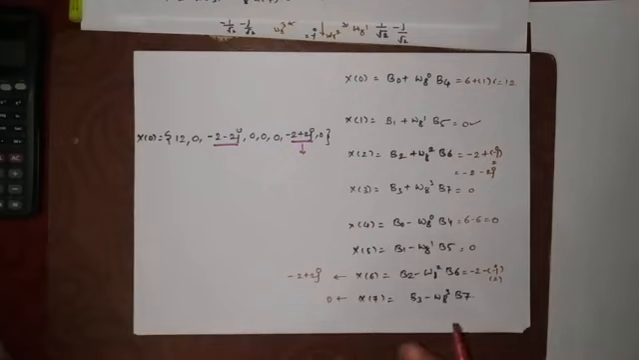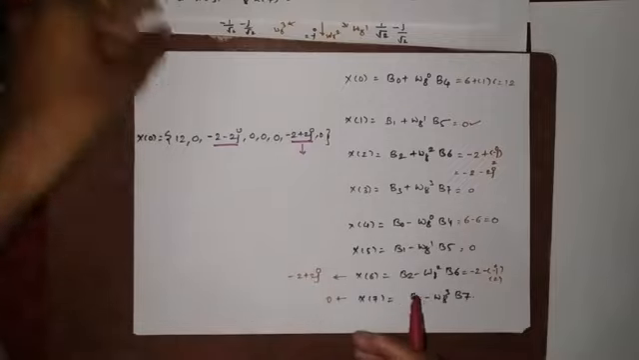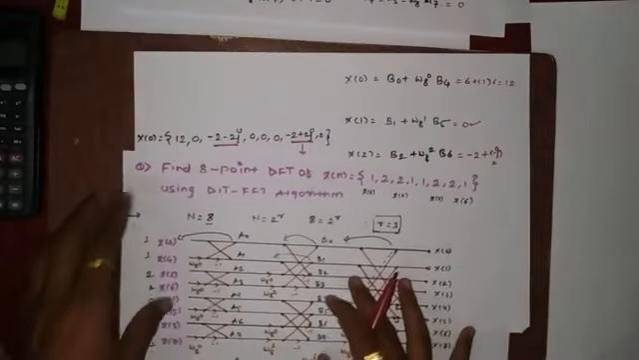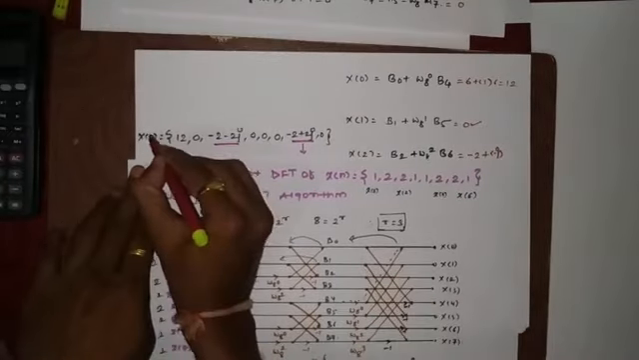If you practice more, the time required is going to be less. So based on that, one can find the DFT of the given sequence, maybe for 4 points or maybe for 8 points, and this is X of k.